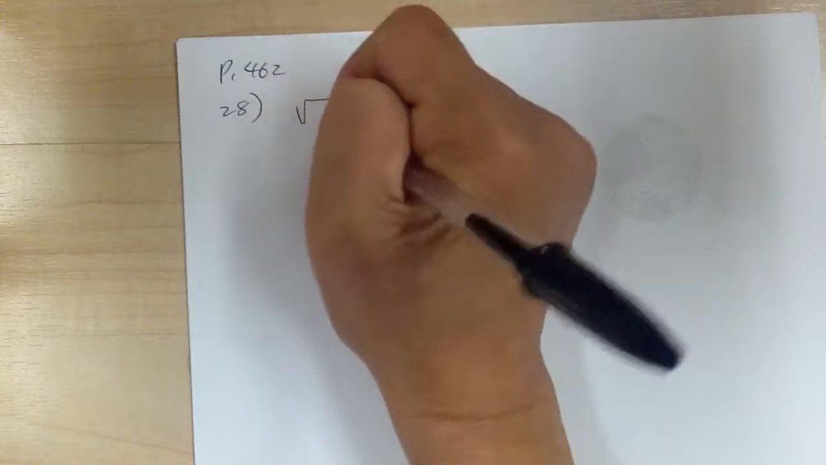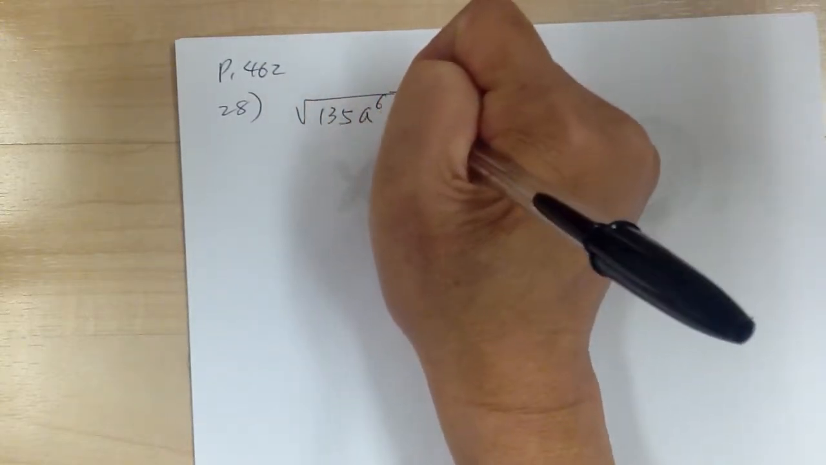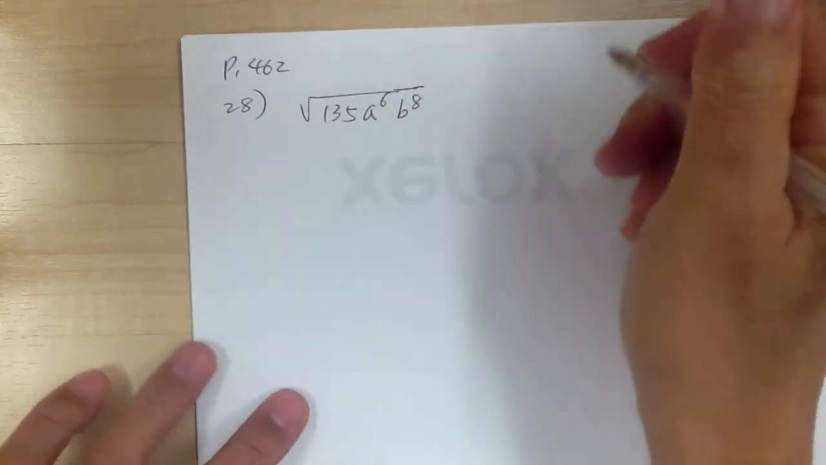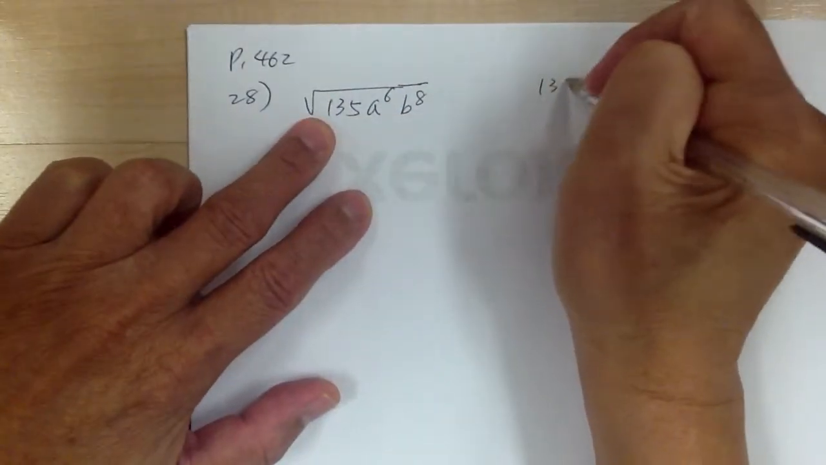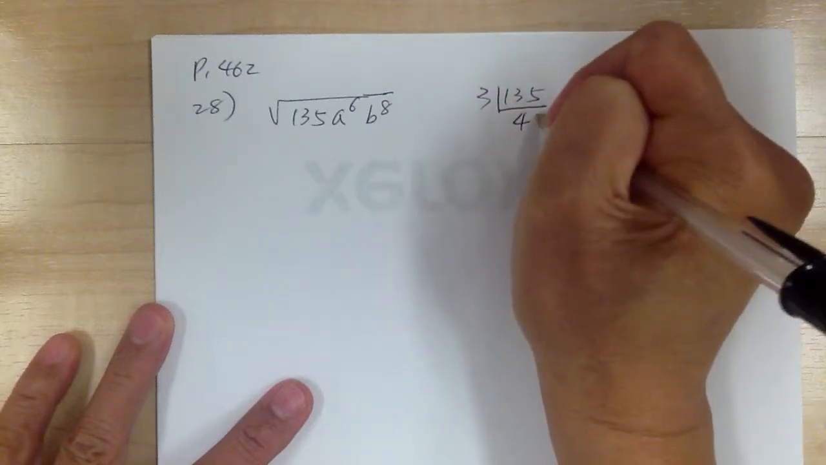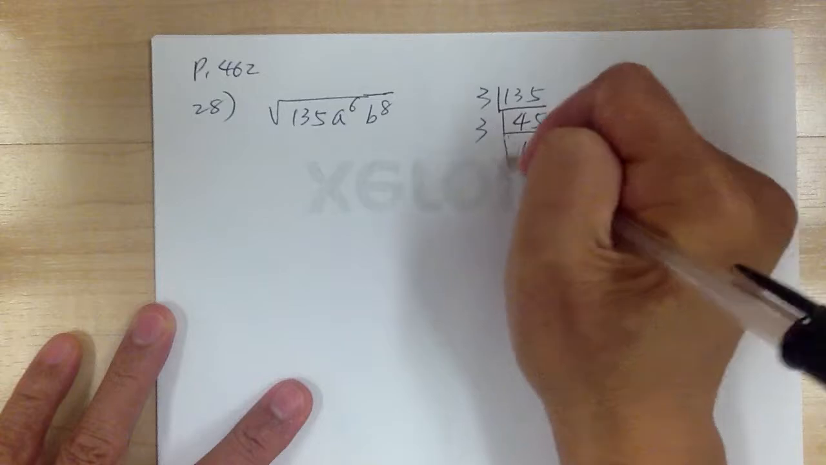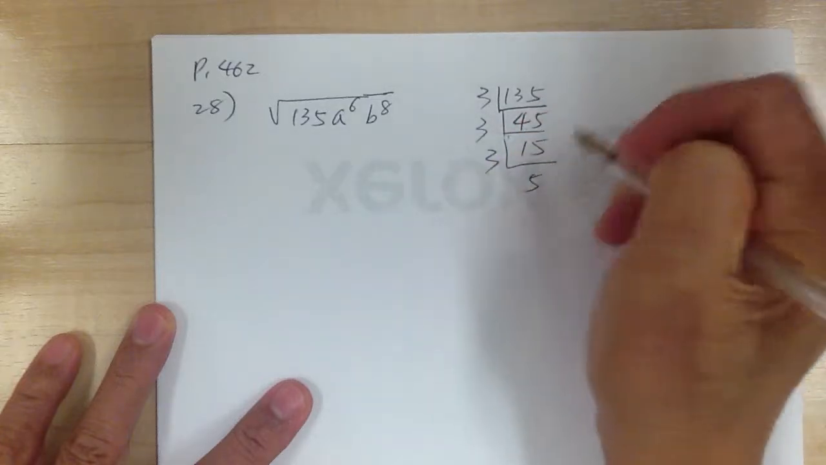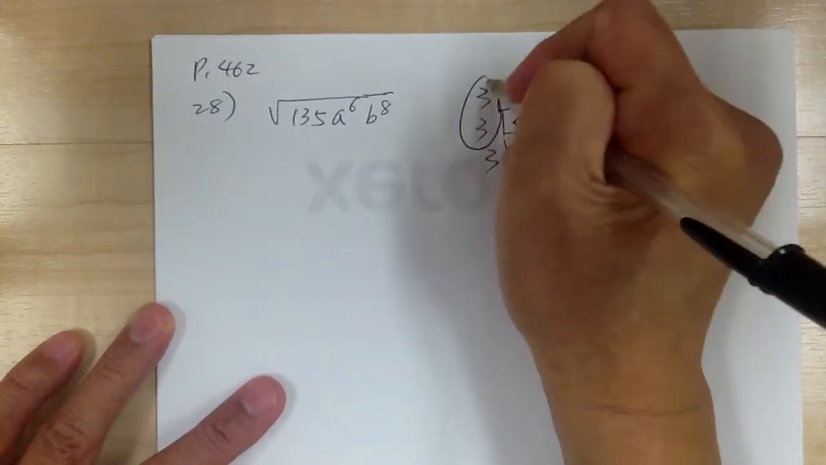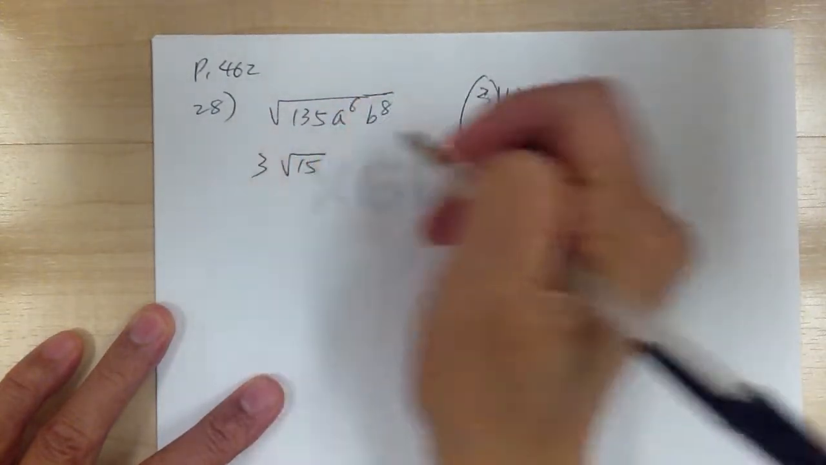Okay, you have the square root of 135 a to the 6 b to the 8. So let's go to the side. 135, you can divide by 3, so you get 45. Divide by 3, you get 15. And this one, if you divide, it doesn't help you. Okay? So again, 2 radicands make an integer, and the leftover would be square root of 15.